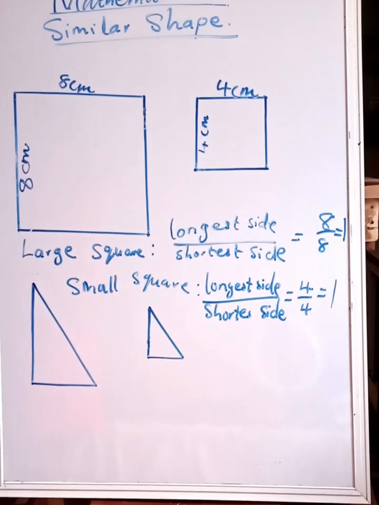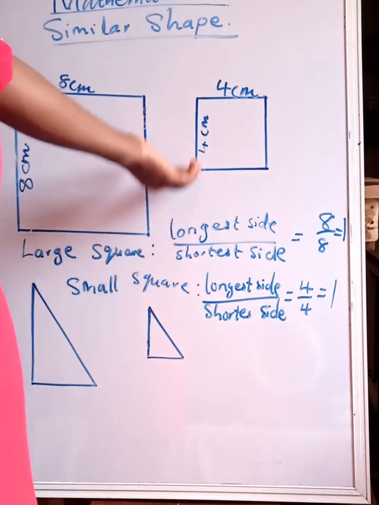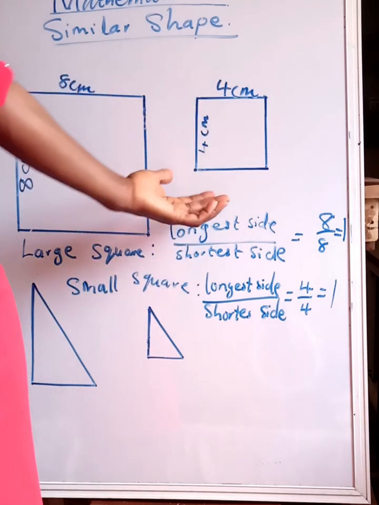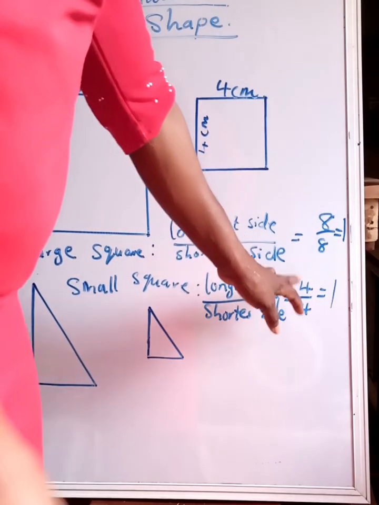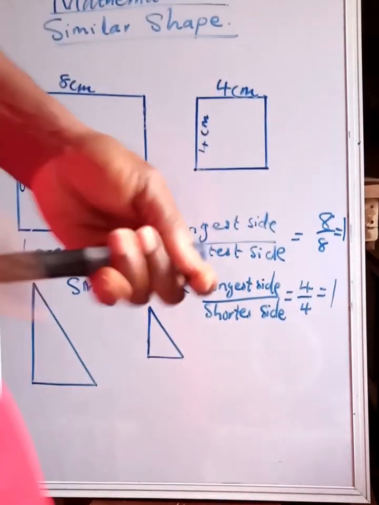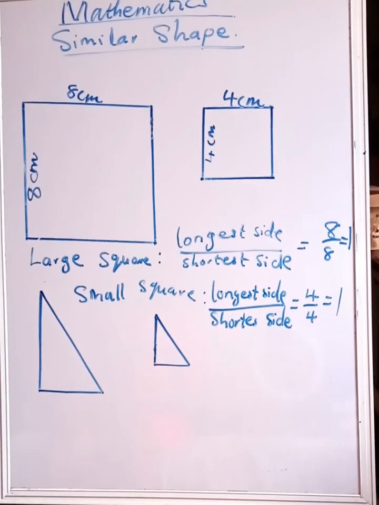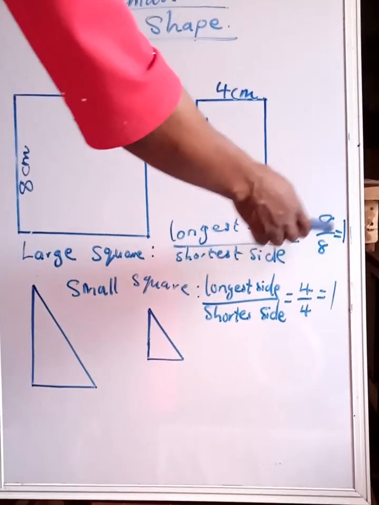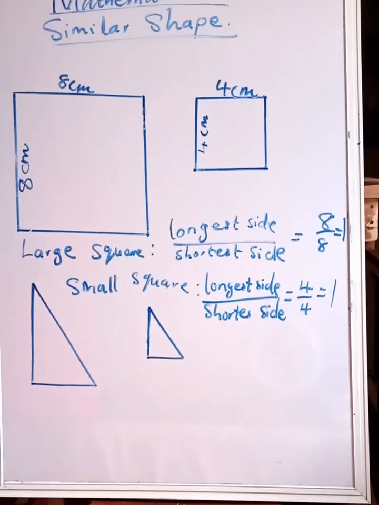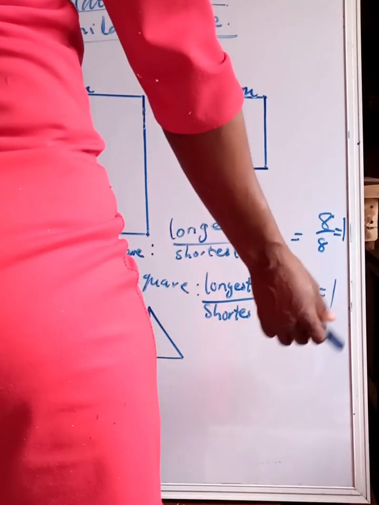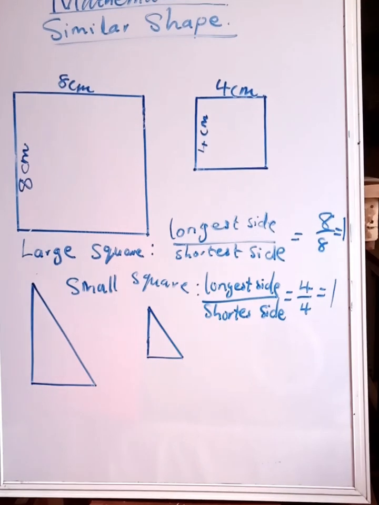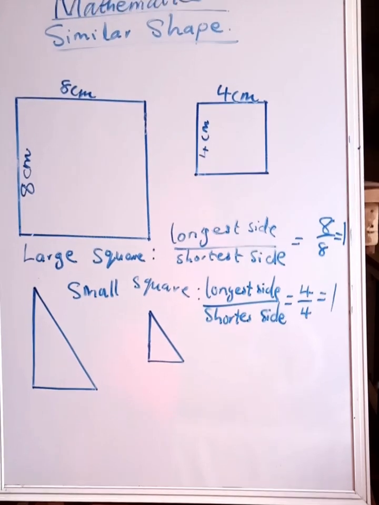Then for the small square, we have the same thing. The length is 4 cm and the width is 4 cm. So we have 4/4, which gives us 1. So the ratio of the length to the width is 1 for the large square, and for the small square, the ratio of the length to the width is 1. You can see that they have the same ratio. That is the reason why we say that they are similar to each other. Now let's do the same for the triangle.